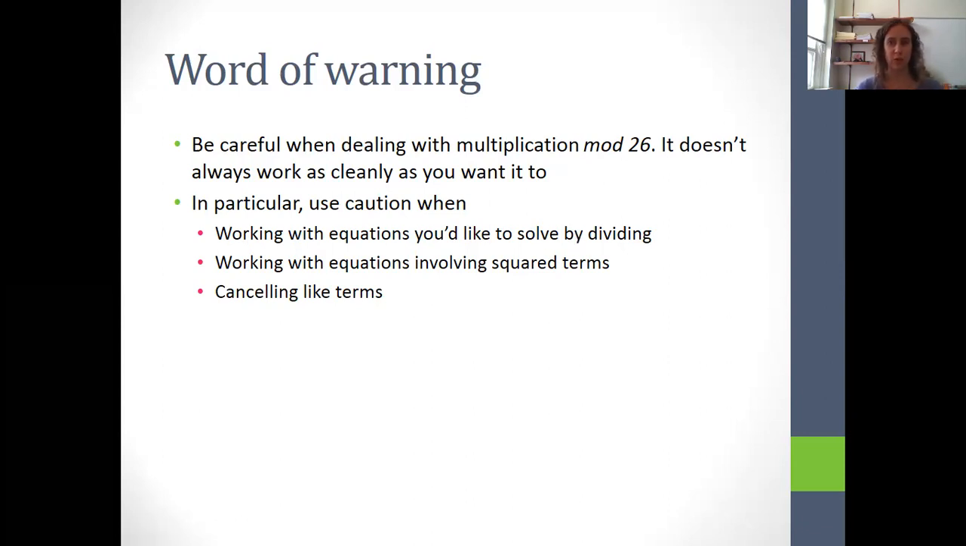Soon we will be solving equations modulo 26, and we'll obviously talk about why we want to do that. But any equation that you would like to solve by dividing, you need to be really careful when you're working modulo 26. Also, equations involving squared terms can be a little bit funky, and we also have to be careful with canceling like terms. So just a little word of caution that we are going to have to encounter those things in the future, and we're going to have to be careful with them because we're working mod 26 and we're not working in the usual number system that we're used to.